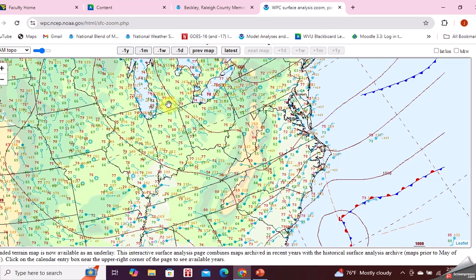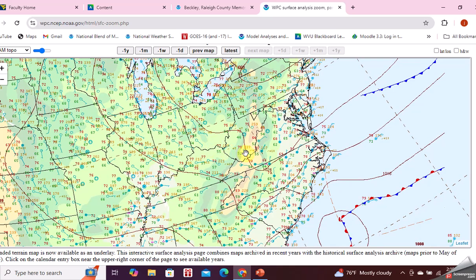If you look at West Virginia, notice Beckley is 70 degrees, yet over in Huntington, it's 77. Well, why is there a 7-degree difference in that distance? Elevation. You're higher up at Beckley than you are in Huntington. So there's a difference in temperatures due to elevation.